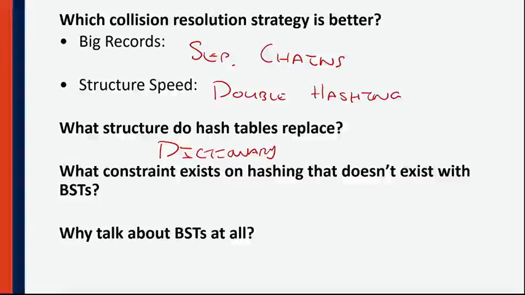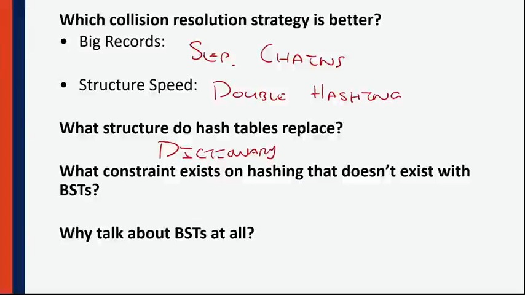You can't say what value is near 42, because 42 hashes to one particular spot in the array, and the values around 42 may have nothing to do with 42 inside of the actual final array, because 41 and 43 may hash to an entirely different spot in the array. So it's absolutely essential that we have the right algorithm for our right application. Because if we need to do nearest neighbor on a hash table, we're going to see ourselves running in O of n time. So which structure does a hash table replace? It replaces a dictionary. What constraints exist on a hash table that's not like a BST?